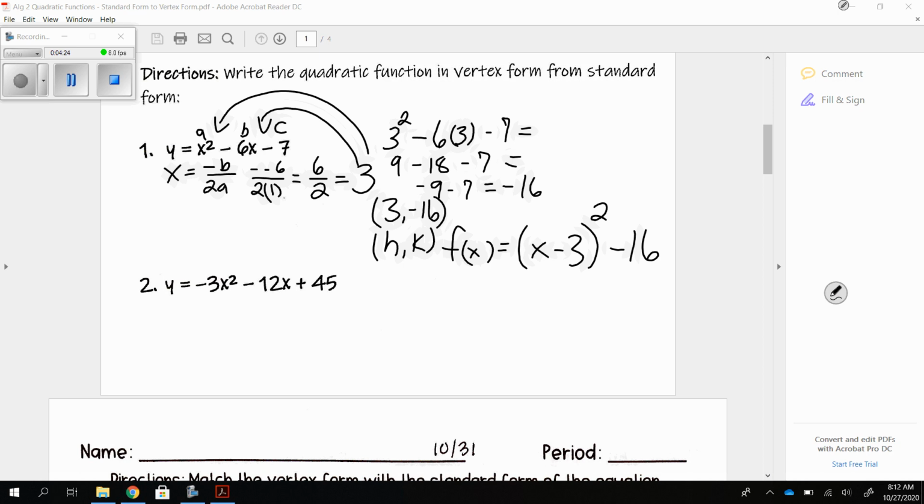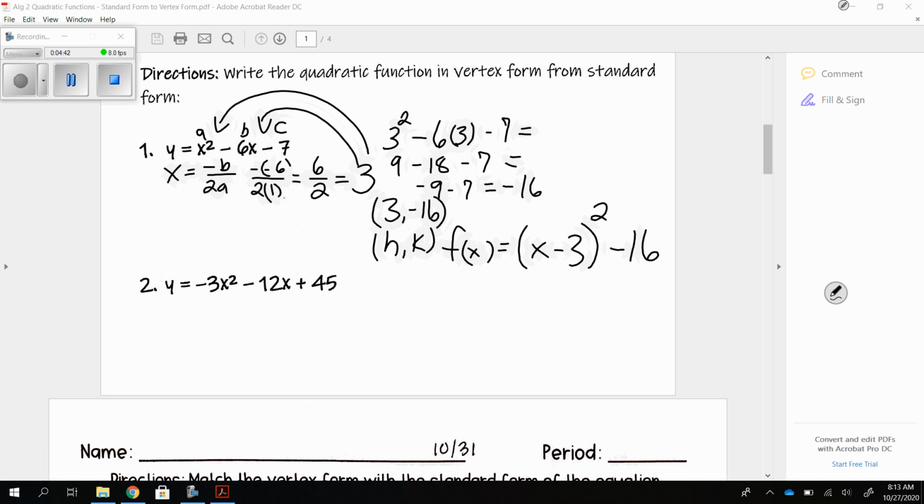Finish writing. Finish up number 1. So we started with x squared minus 6x minus 7. We first used the axis of symmetry equation to solve for x. It's x equals negative b over 2a. So you keep the negative b and then add the negative 6.